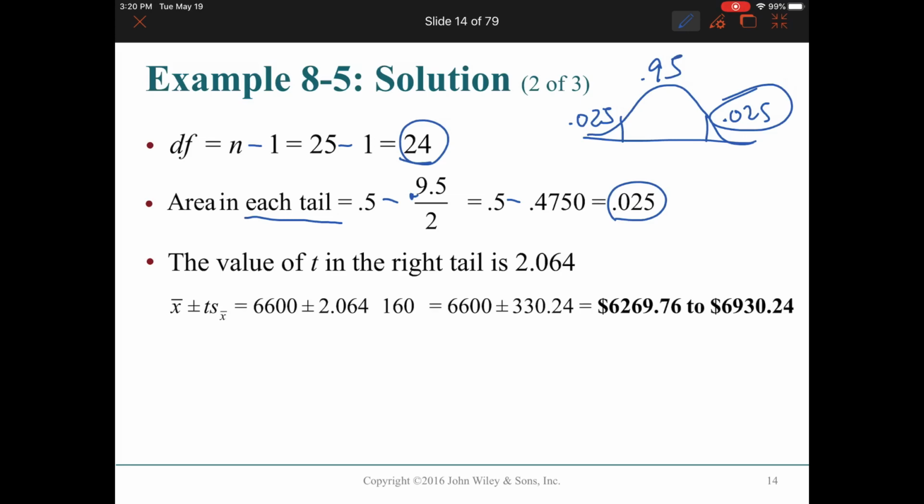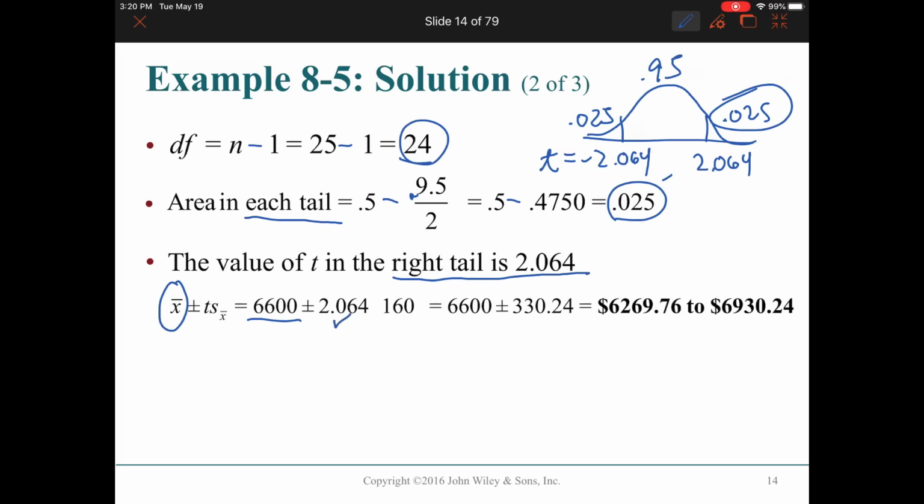And because it's a t-distribution, we're aiming at the right tail in most cases. So let's look for that positive value. We really have two different values. The value of t in the right tail, depending on the table that you have, will be 2.064. And there's another one over here, a little bit redundant, but it's there, minus 2.064. Those are our t values. Okay, so now we go ahead and use the formula.